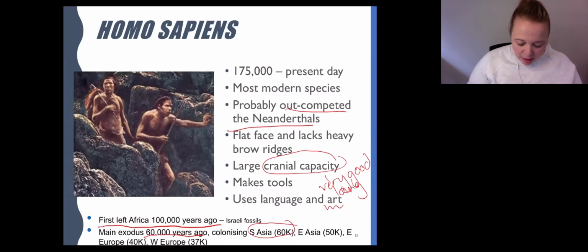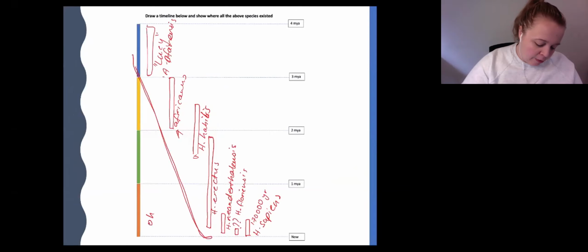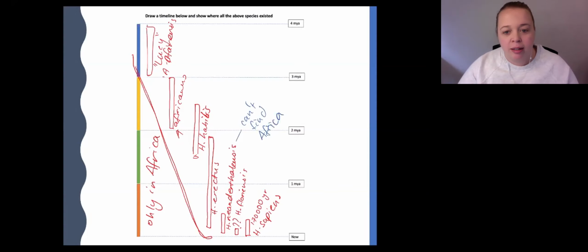So all of these four here, they were only in Africa. We've only ever found their fossils in Africa. The Neanderthals, the Homo floresiensis and the Homo sapiens, we've found them outside of Africa. Really interestingly, the Homo neanderthalensis, these guys here, you can't find in Africa. So that means that they actually diverged from Homo erectus after Homo erectus left Africa. Pretty cool.